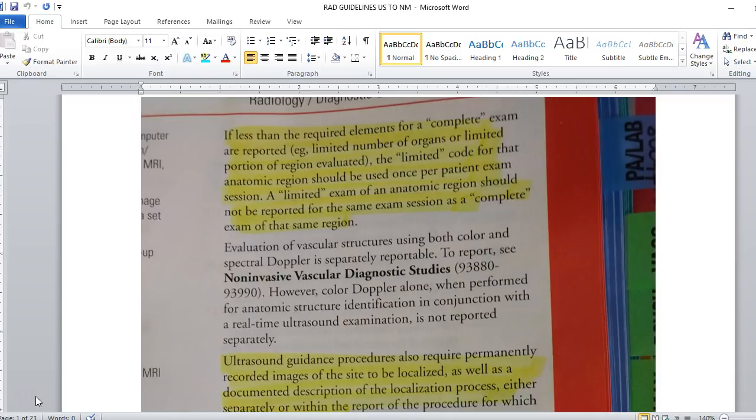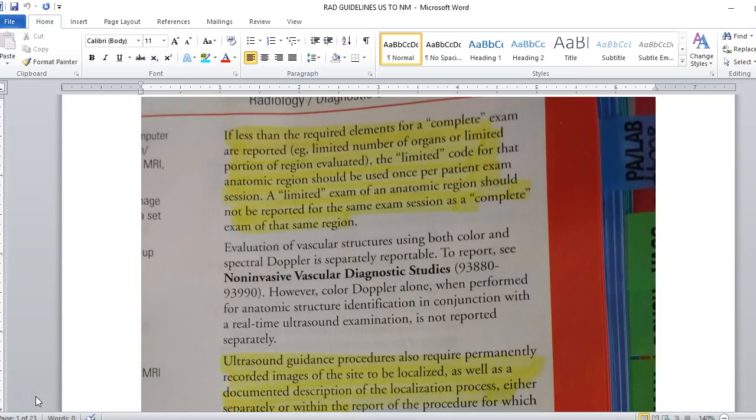Now, remember, Diagnostic Ultrasound requires permanently recorded images. So again, what we need to have is a video or static images of what's going on, with a written report.